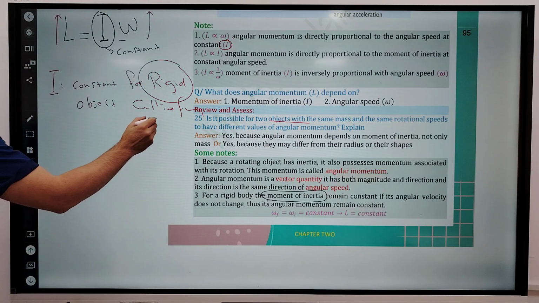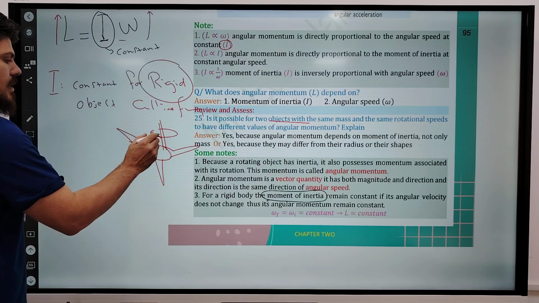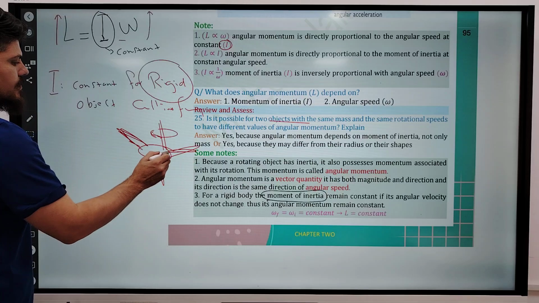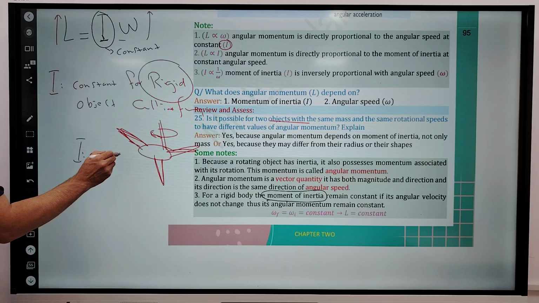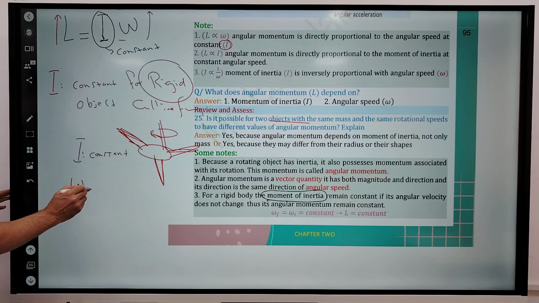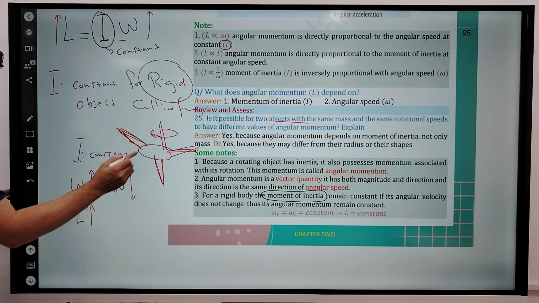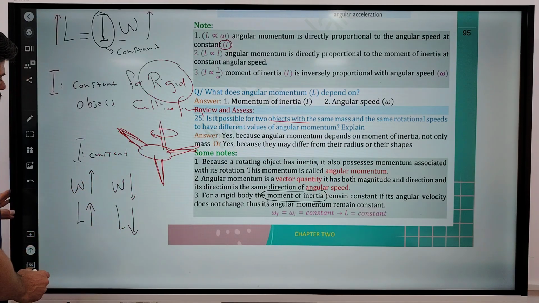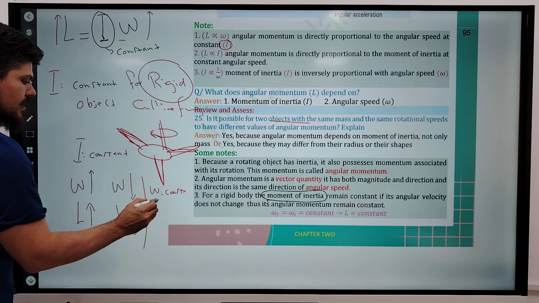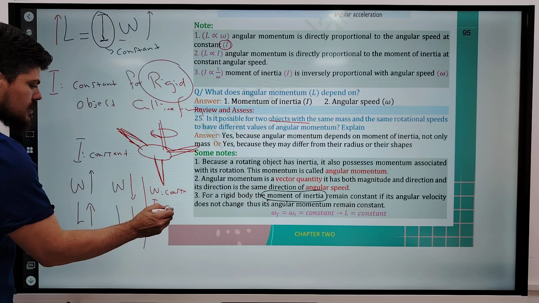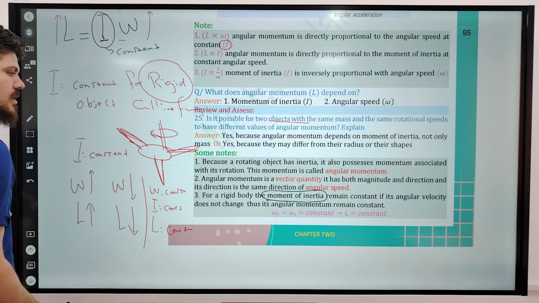In the ceiling fan, during rotating, the moment of inertia doesn't change. I is constant. If angular speed increases, angular momentum also increases. If angular speed of a ceiling fan decreases, the angular momentum also decreases. But if angular speed is constant, and the moment of inertia is already constant, what happens to the angular momentum? Also constant. Constant times constant is also constant.